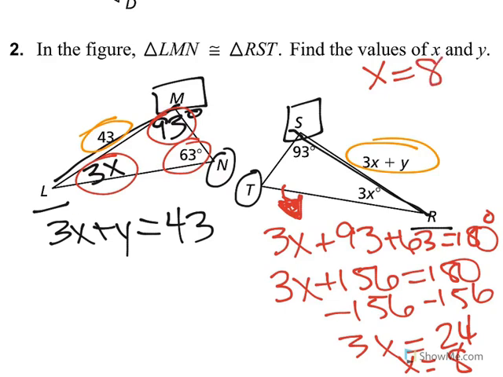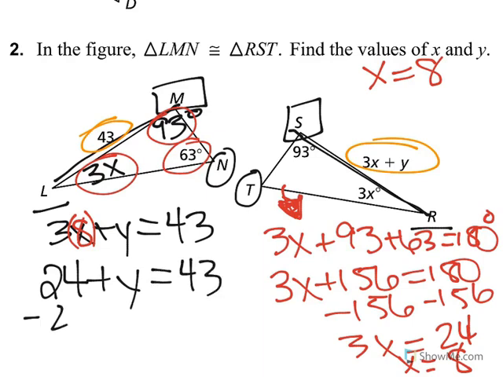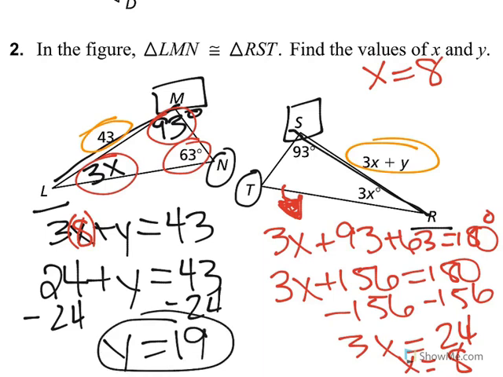Now I need to plug that in for x over here. So we have 3 times 8, which is 24, plus y equals 43. Subtract 24 on both sides, and we get y is equal to 43 minus 24, which is 19. And there's my two answers.